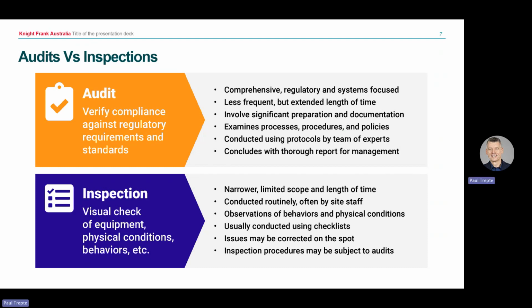Inspections tend to be more visual checks of equipment, physical conditions, behaviours, etc. They're narrower and limited in scope and length of time. They're conducted routinely, often by site staff. Observations are usually around behaviours and physical conditions, and they're usually conducted using checklists. Issues may be corrected on the spot, and inspection procedures themselves may be subject to audits.